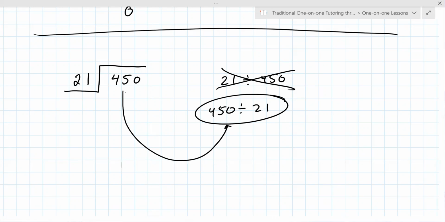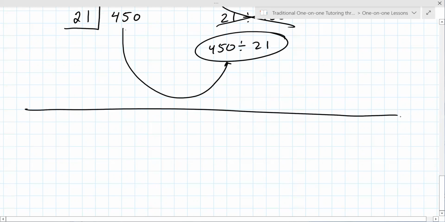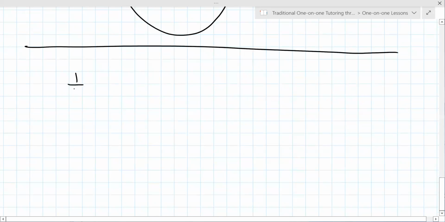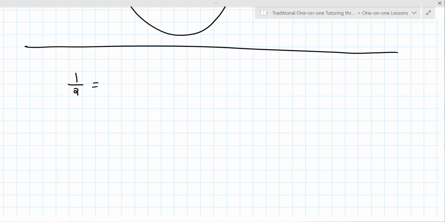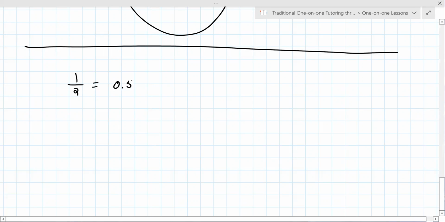But it's usually bigger. Usually. Let's talk about that because that's an interesting thing here. Do you know what 1/2 is as a decimal? One half, 0.5. Okay, now this right here is 1 divided by 2. So which number goes inside, which number goes outside? The 1 goes inside and the 2 goes outside.